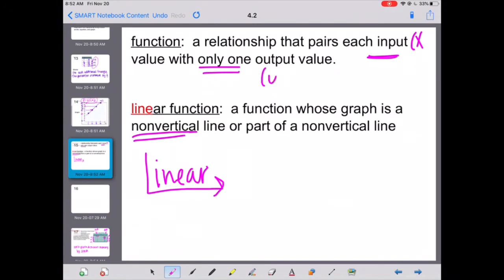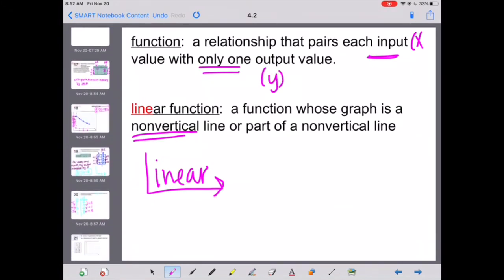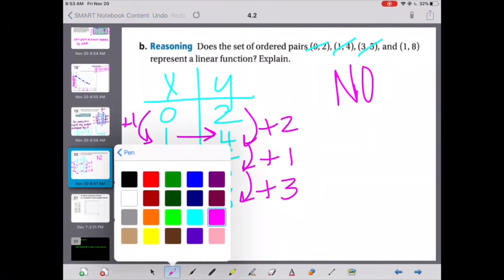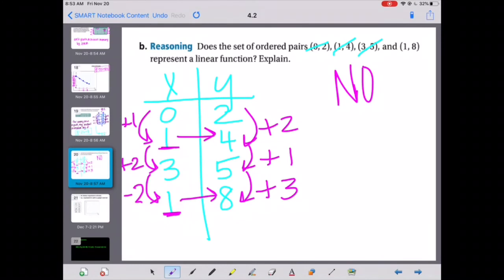Okay, so what we want to look at is 2 things. First of all, if you notice, way back here in our definitions, it said that each input, or x, could only have one output, or y. So down here in this one that we're working on right now, this input belongs with a 4. But down here, that input repeats, and it's with an 8. So automatically, we know that this is not going to be a linear function.